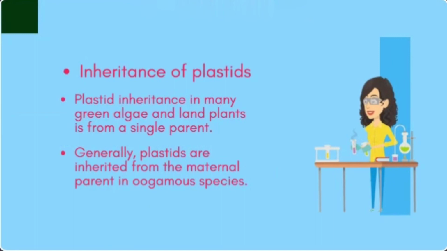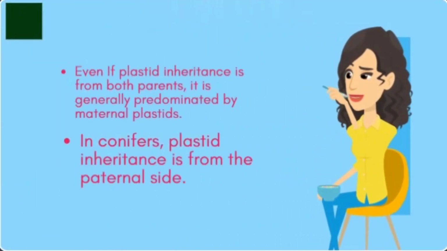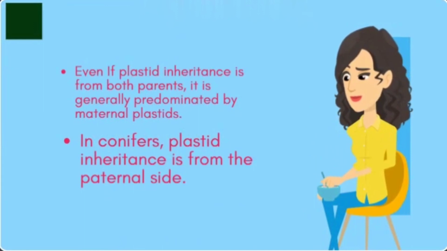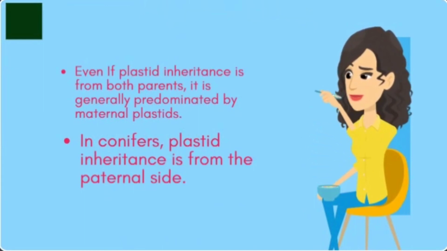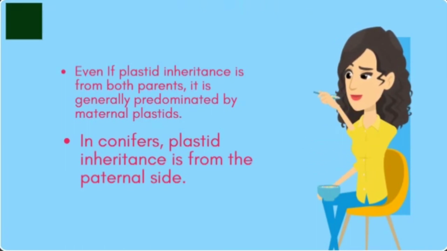Inheritance of plastids. Plastid inheritance in many green algae and land plants is from a single parent. Generally, plastids are inherited from the maternal parent in oogamous species. Even if plastid inheritance is from both parents, it is generally predominated by maternal plastids. In conifers, plastid inheritance is from the paternal side.